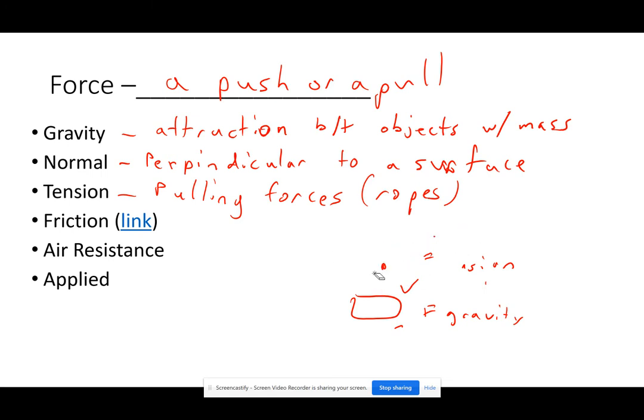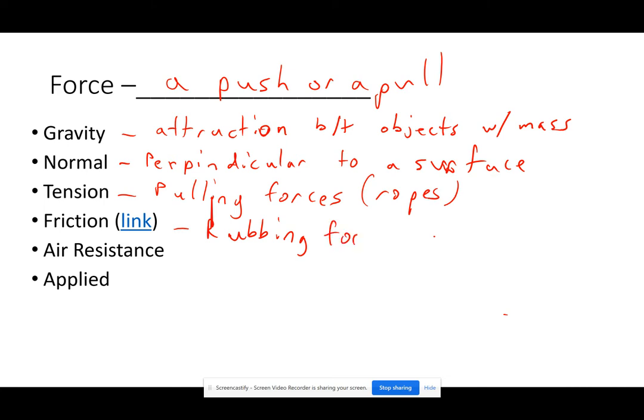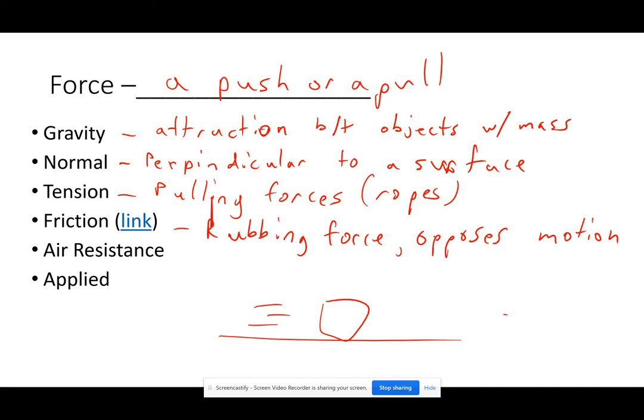The next kind of force is friction. Friction is a rubbing force between two objects, and it opposes motion. So whichever way an object is moving, friction will oppose it. So let's say I have an object moving from left to right across the table. Well, because it's moving from left to right, friction will oppose that motion and point from right to left. It doesn't want it to move. Let's take a look at this simulation to see how friction works.